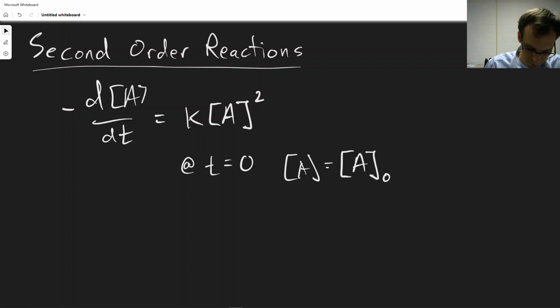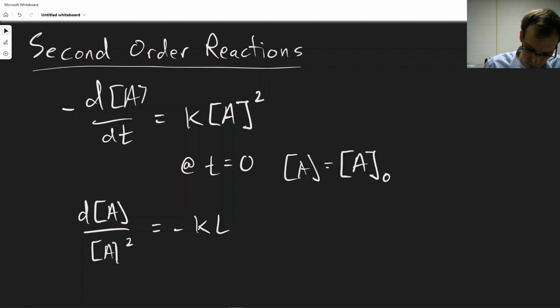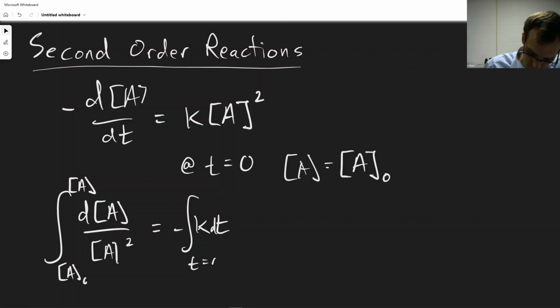So we will have dA over the concentration of A squared is equal to minus k dt. Okay, and then we need to integrate this from our initial condition up to some arbitrary value. So we will integrate from A naught up to A, and integrate from t equals 0 up to an arbitrary t.